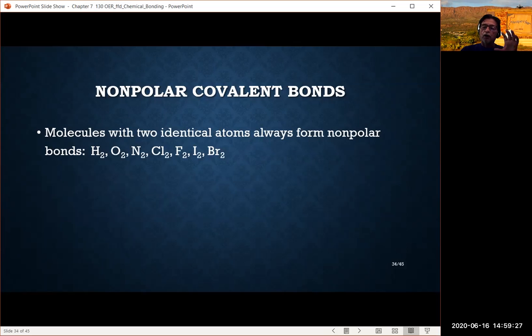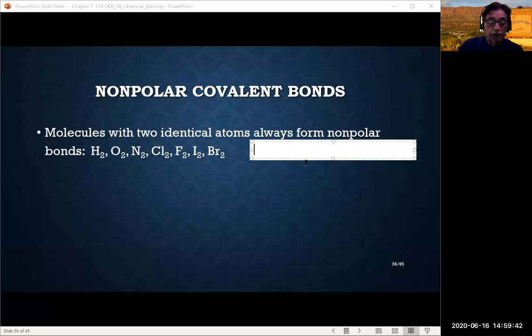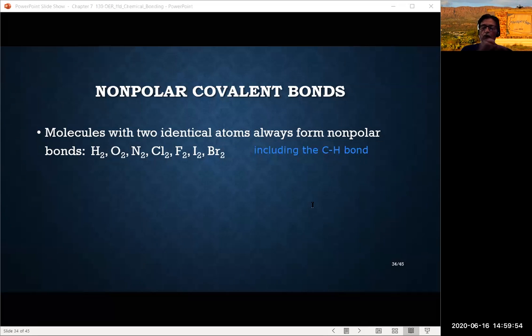All of the diatomic molecules are nonpolar, plus the carbon hydrogen bond is nonpolar, because there's equal sharing of the electrons in that bond, equal sharing.